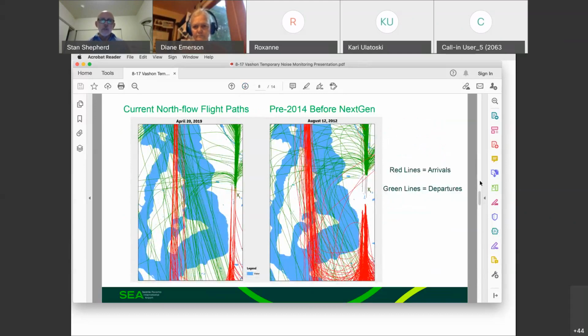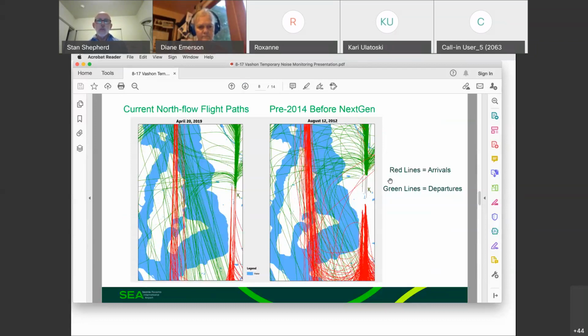And we've been asked to talk a little bit about flight patterns, because that does play into your decision about where you want to place a noise monitor on the island. So we realize that there's a couple of different scenarios. If you look on the left side of the screen, we call this our current north flow. So if the aircraft are arriving to the north and taking off to the north, we call that north flow.